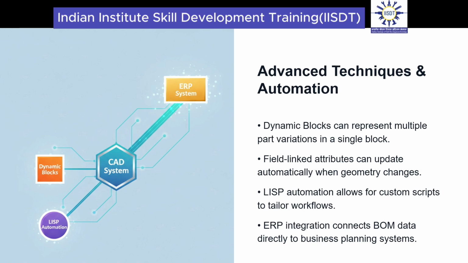Finally, the ultimate goal for many organizations is full enterprise resource planning, or ERP, integration. This involves creating a seamless pipeline where the BOM data exported from CAD is automatically fed into the company's central ERP system. This direct link automates everything downstream: purchase orders for materials, inventory management, and production scheduling, creating a truly integrated digital thread from design to manufacturing.